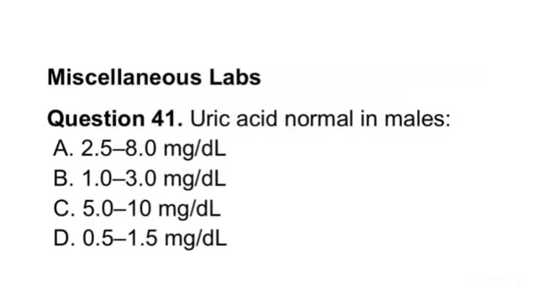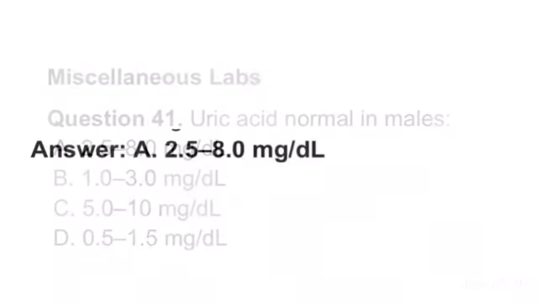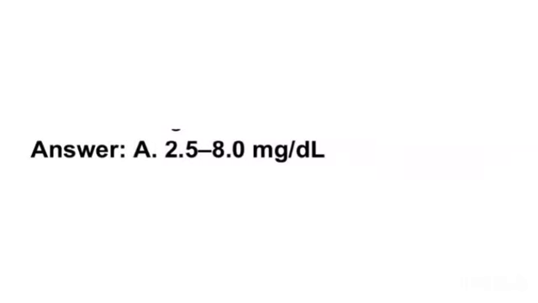Miscellaneous labs. Question 41. Uric acid normal in males. A. 2.5 to 8.0 milligrams per deciliter. B. 1.0 to 3.0 milligrams per deciliter. C. 5.0 to 10 milligrams per deciliter. D. 0.5 to 1.5 milligrams per deciliter. Answer A. 2.5 to 8.0 milligrams per deciliter.